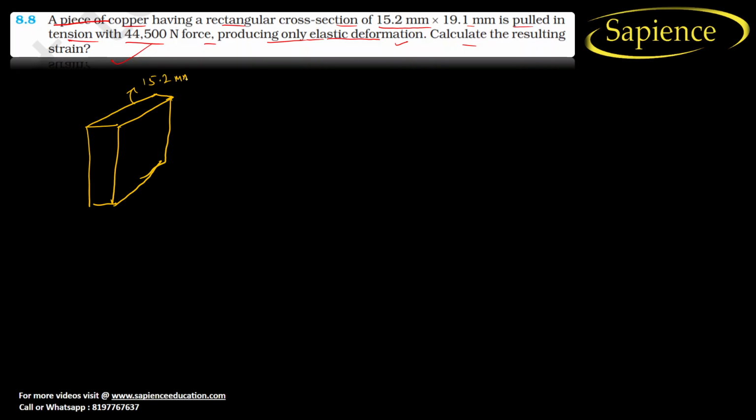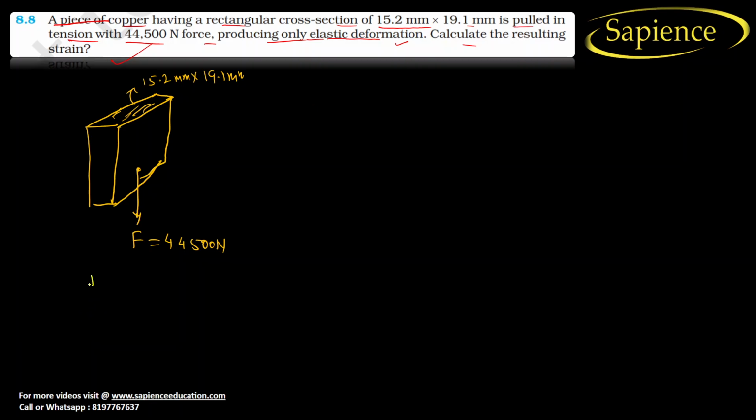15.2 mm into 19.1 mm. So they have given the area, and it is pulled in tension. So they have been pulled in tension with a force or load, we can say here, 44500 Newton. So it has been pulled here, producing only elastic deformation. So calculate the resulting strain.